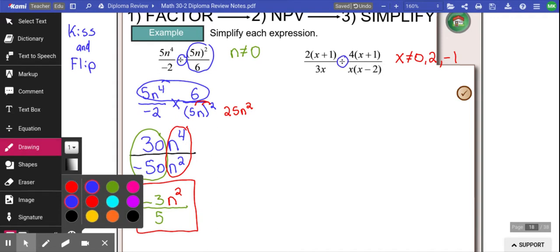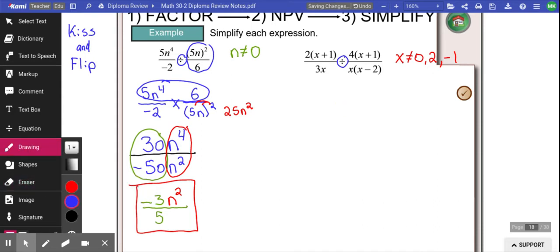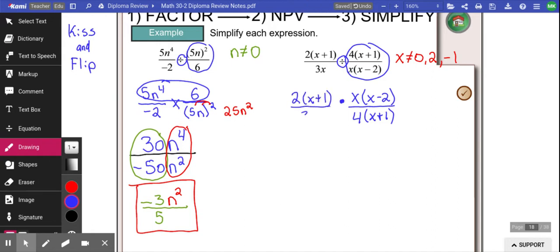Kiss means you turn the division into multiplication. I'm going to actually represent multiplication with a dot instead of an x, just because then the x's look the same. And you flip the second fraction. So it's now x times (x minus 2) divided by 4(x plus 1). The first one is still 2(x plus 1) divided by 3x.